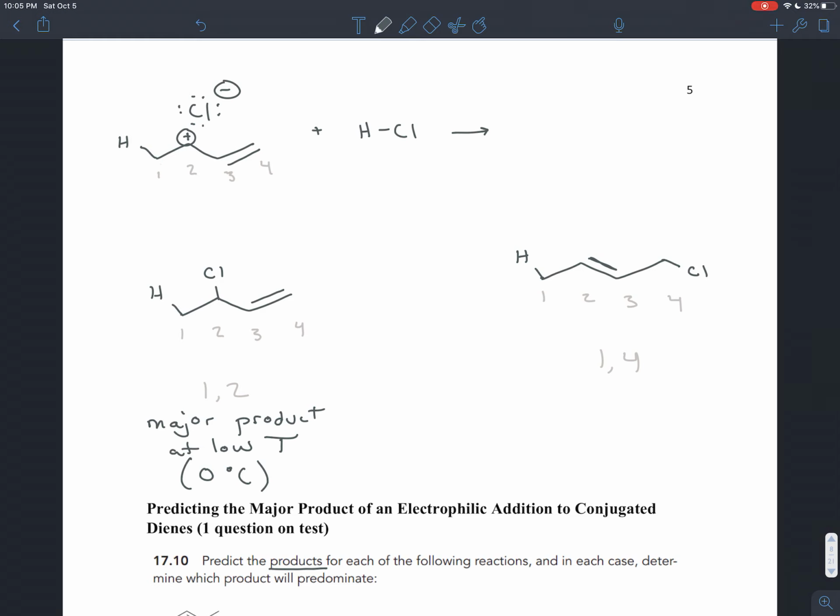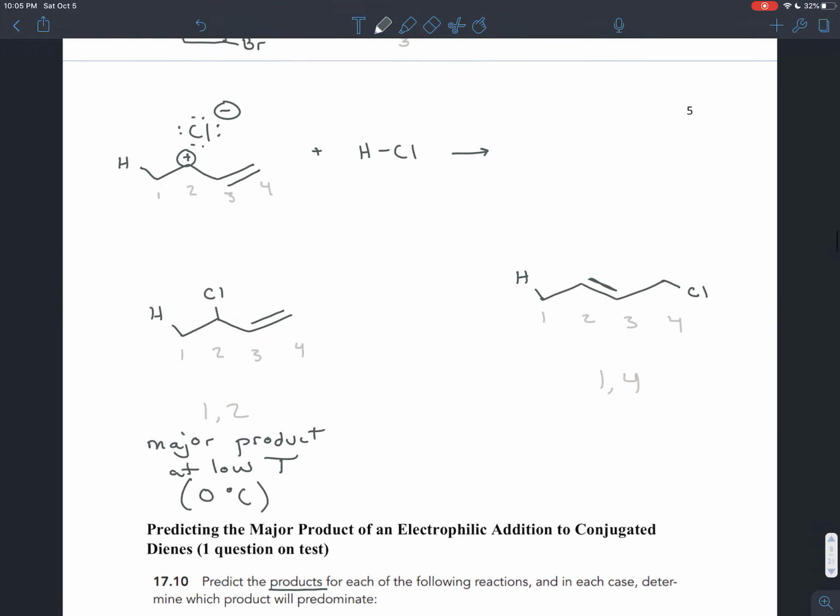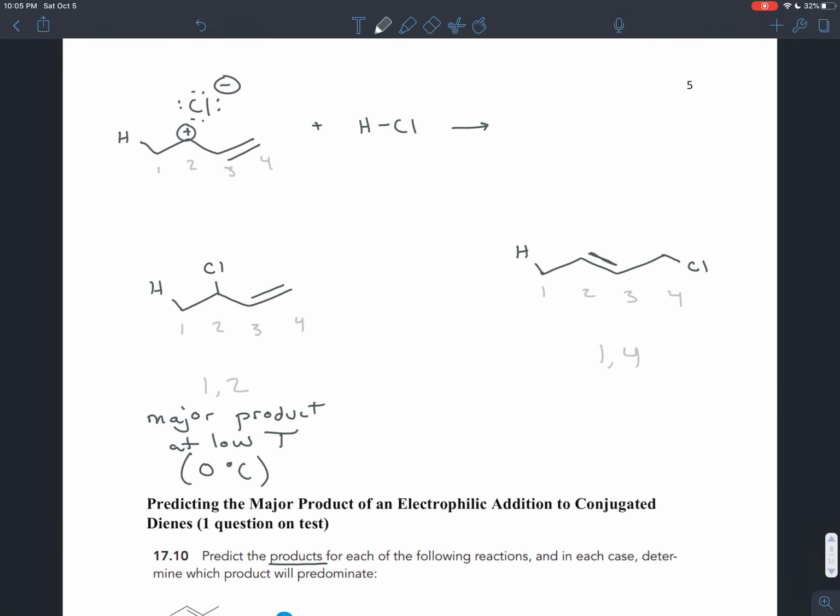However, if you raise the temperature, then diffusion is no longer a problem. The chlorine can attack anywhere. And as we saw, we have two resonance structures in the mechanism for this. The other resonance structure is the one that has the carbocation at the 4th position. So you have the pi bond here. Now, if diffusion is not a problem, then the chlorine can get over there and attach to carbon number 4, and so you get the 1,4 product.